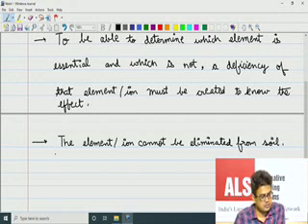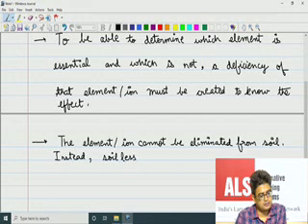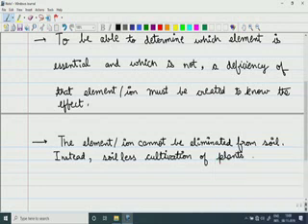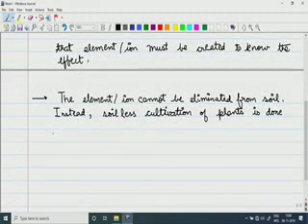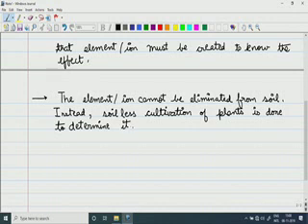Instead, soilless cultivation of plants is done to determine it. Okay. So soilless cultivation of plants is basically done to determine it. And this soilless cultivation of plant is called hydroponics or aeroponics.